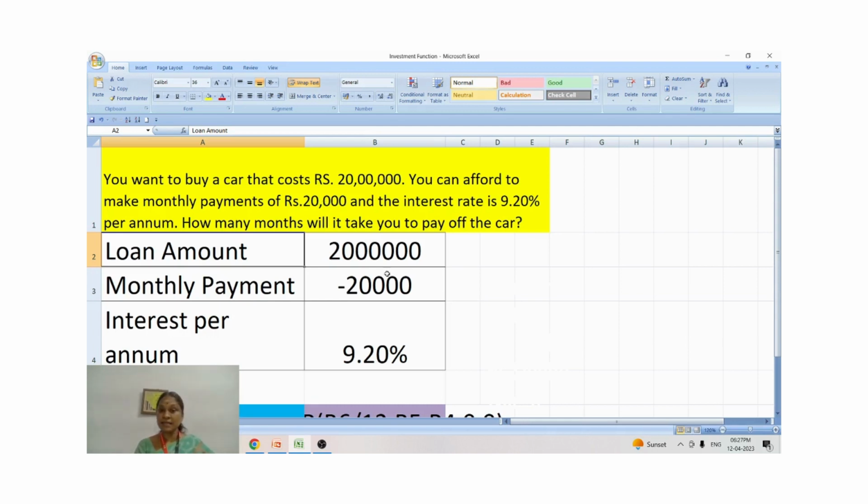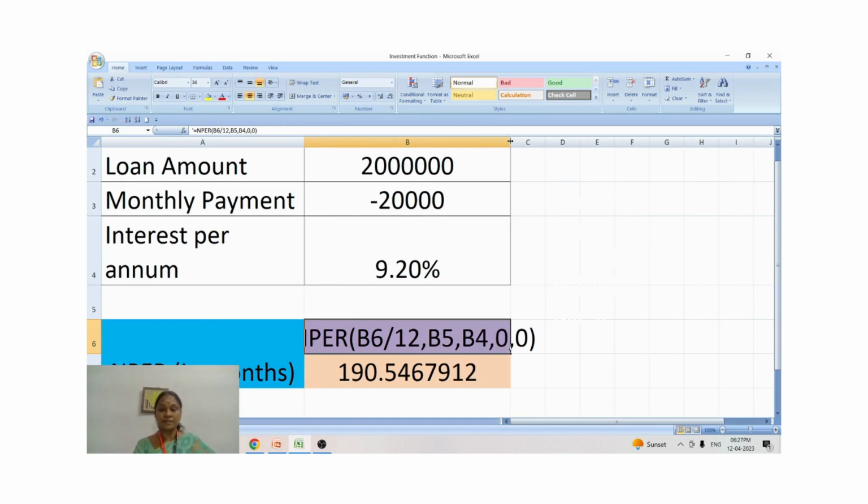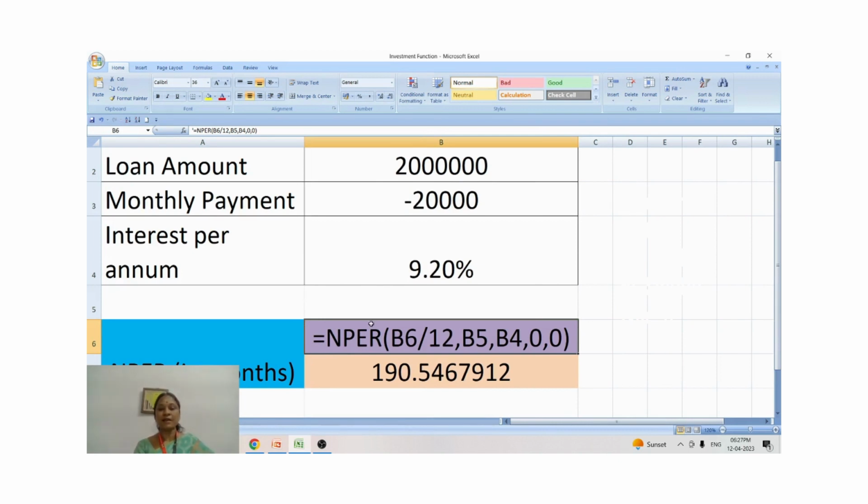Here I am mentioning it as minus 20,000 because the cash is going out of us. We call it cash outflow, and we denote it within brackets, or we can use the minus symbol. And the bank is charging 9.2 percent interest per annum. This is where I can apply this formula and make decisions.